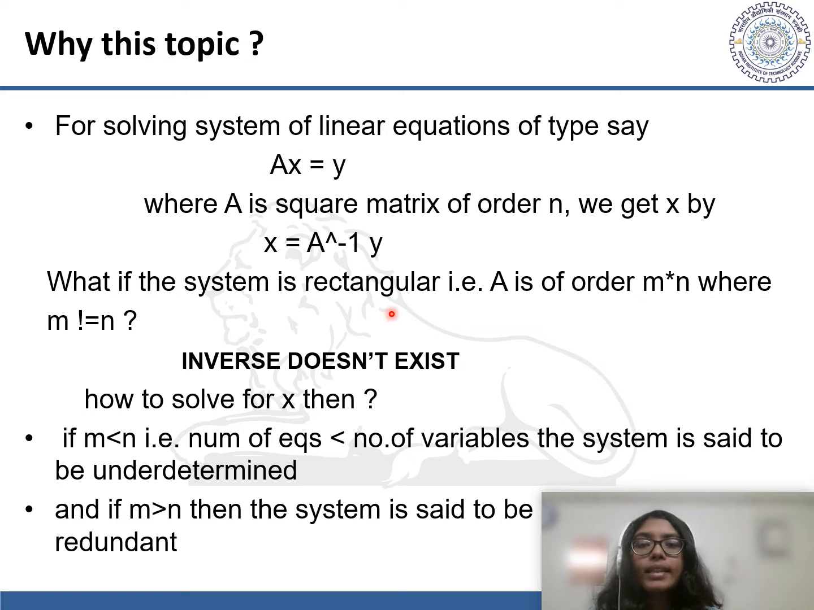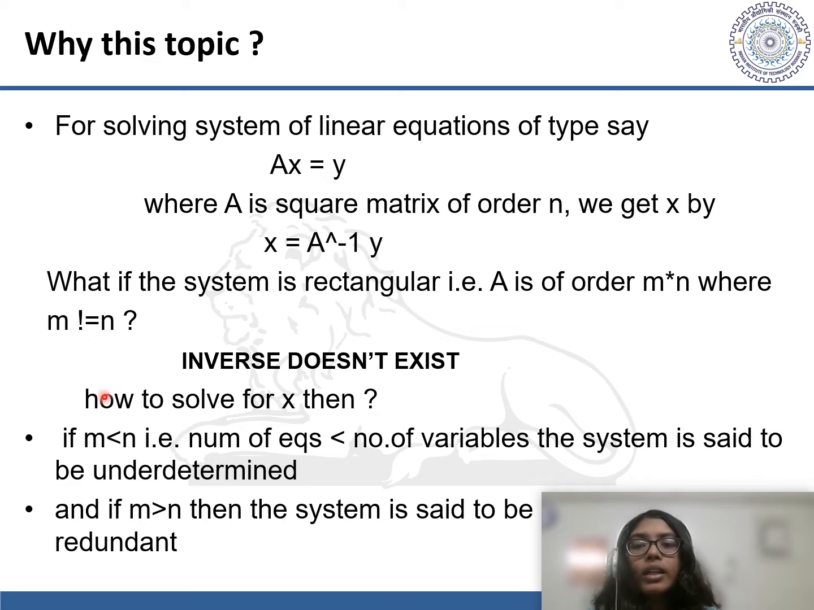What if the system is rectangular? That is, A is not a square matrix, A is a rectangular matrix, that is, its order is m into n, where m is not equal to n. Then we know that the inverse doesn't exist for non-square matrices. Then how to solve for x? We have special methods to solve for x in that case.